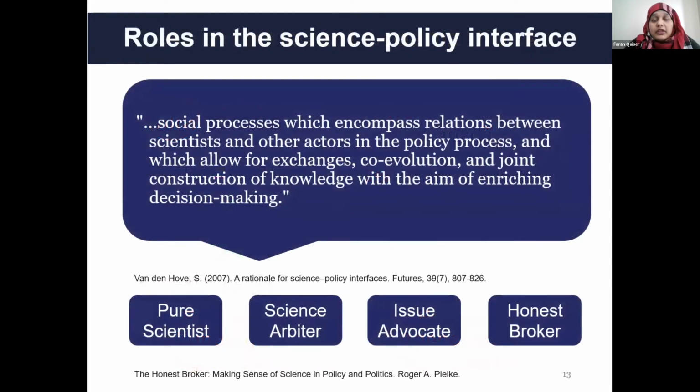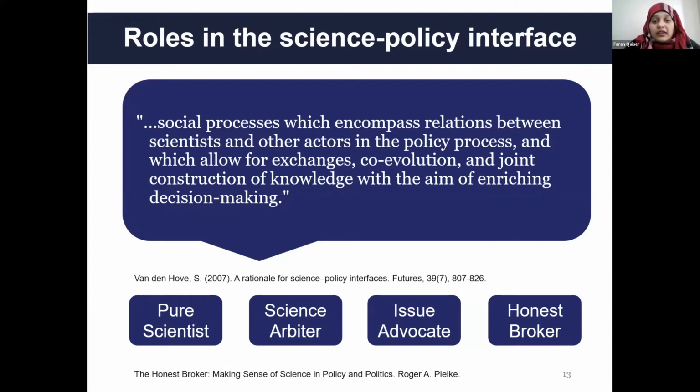And just as importantly, there are different actors and roles within the science policy interface. I've pulled out four idealistic categories from this book called The Honest Broker. Again, this is very idealistic, but one of the roles is the pure scientist, someone who is doing their research, carrying out science, and publishing in journals. That's their contribution to the science policy interface. It's the output that they're producing, which could be used by decision makers.